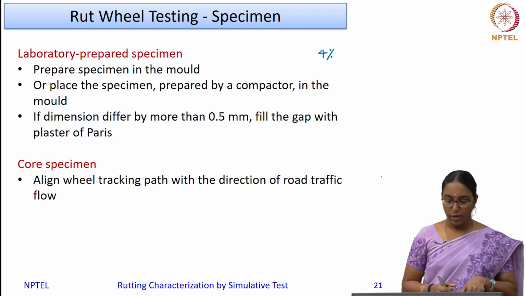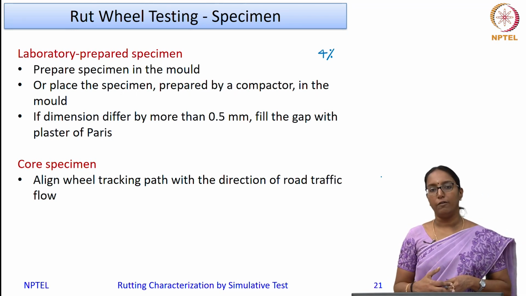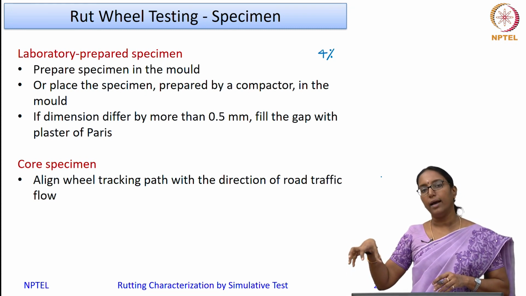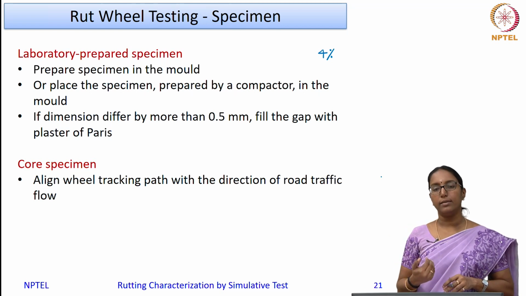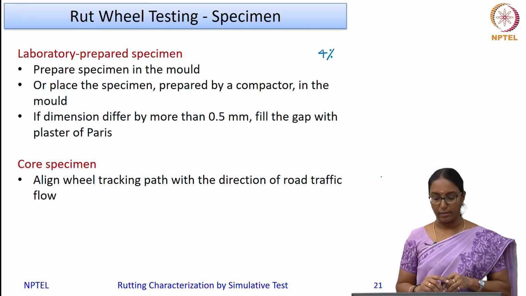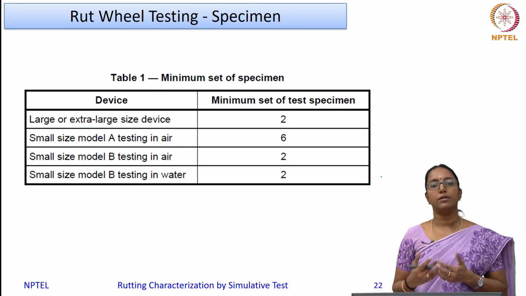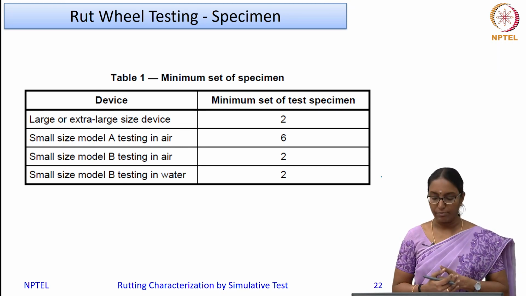Now, if it is a core specimen, where you want to study the rutting of the material in the field, you take a core from the field and you have to ensure that the specimen is placed in the mold so that the direction of field load application is the same as the direction of the traffic in the field. And you should have more number of specimens to check the repeatability.